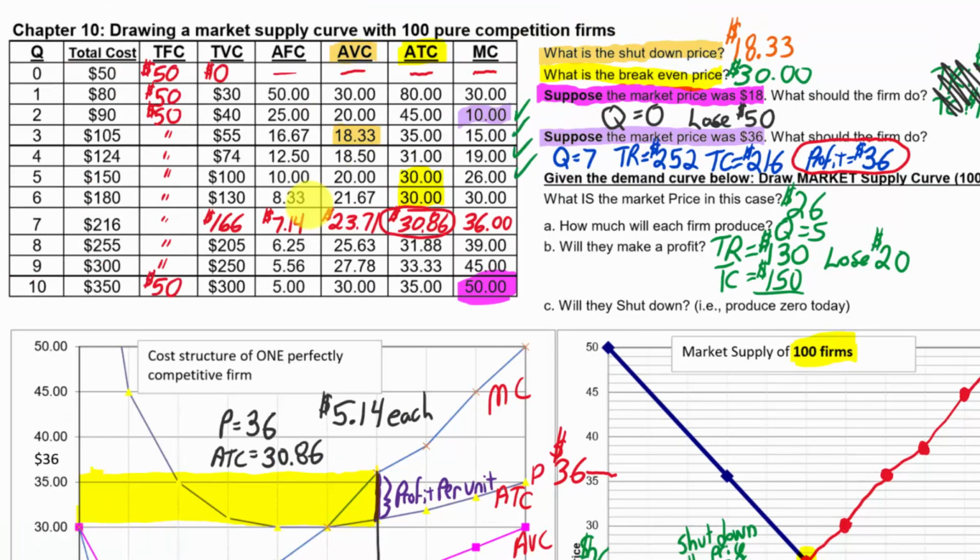So are they going to shut down and produce zero today? Or are they going to actually go to work and produce these 5 units? Well, because this price is not below the shutdown price of $18.33, they're going to produce. And again, the reason is that by producing the 5 units, they're going to earn some producer surplus, and they're only going to lose $20. Their other option would be to shut down and produce zero, and in that case, they would lose $50. Their total revenue is going to be nothing, and their costs are going to be $50. So it's much better to lose $20 today than it is to lose $50 today. So the firm will not shut down.